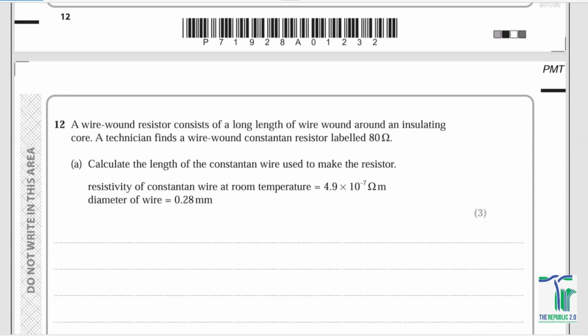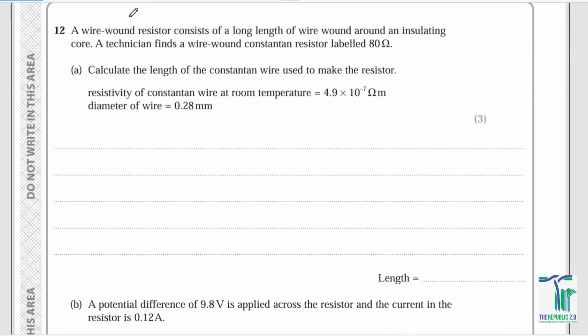Now, next, we've got this question number 12. A wire wound resistor consists of a long length of wire wound around an insulating core. A technician finds a wire wound constantan resistor labeled 80 ohms. Calculate the length of the constantan wire used to make the resistor. So we just need to use R equals rho L upon A. And now this equation would become L equals R A upon rho, right?